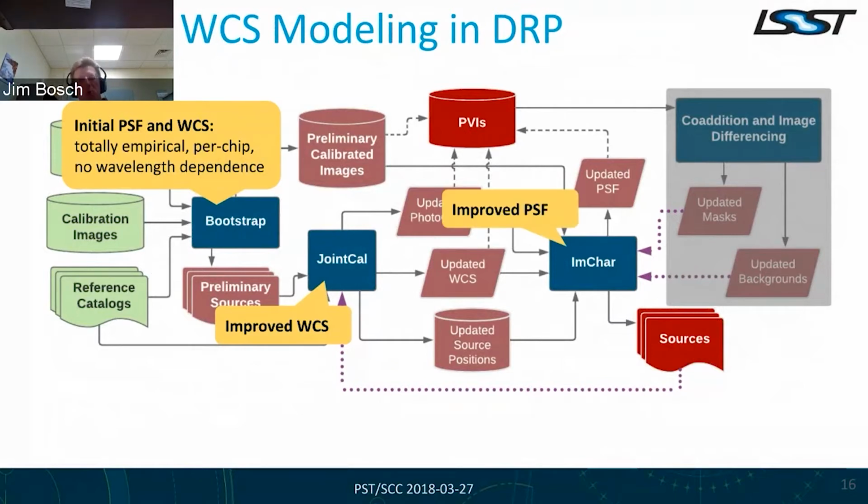And then using those improved source positions, we can go and improve the PSF and come up with this more physically motivated wavelength dependent PSF. Now, I think after that, this is the first time that we'll have access to wavelength corrected positions. So we'll probably need to feed that back into another round of joint cal before we're done. And it's possible we'll need to do the PSF modeling again after that, but I suspect just one iteration there is all we'll need to converge.